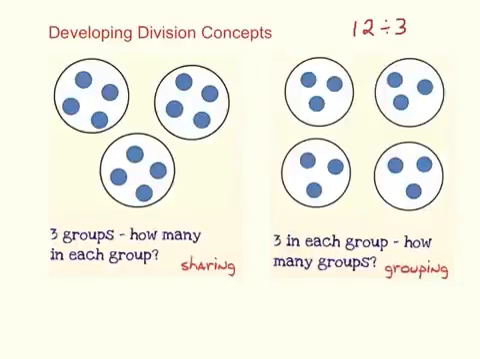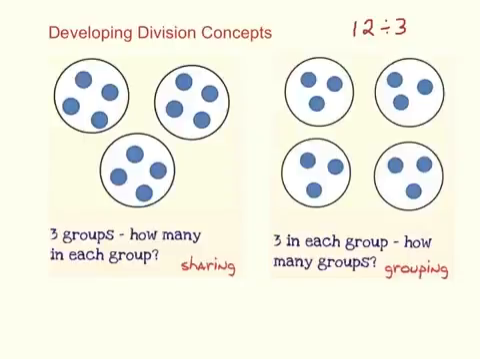To understand early division and how it's introduced, let's first look at the example 12 divided by 3. The earliest and probably most intuitive way of answering it is to share the 12 into 3 equal groups. So the number of groups is fixed at 3 and the answer is the number in each group, 4. We call this sharing. Another way is to think about how many 3's in 12.